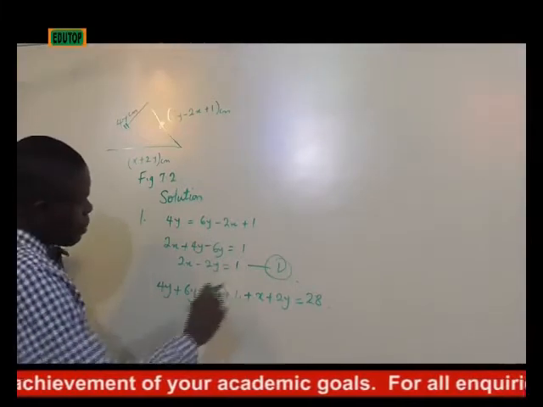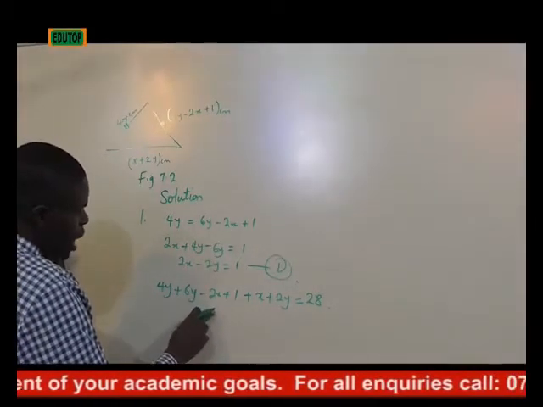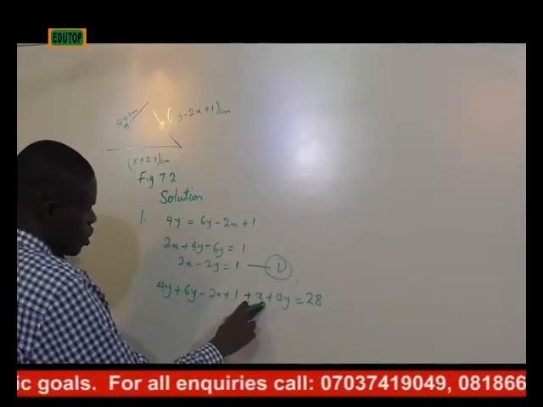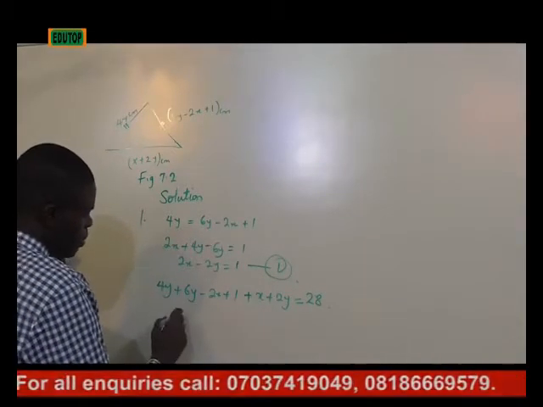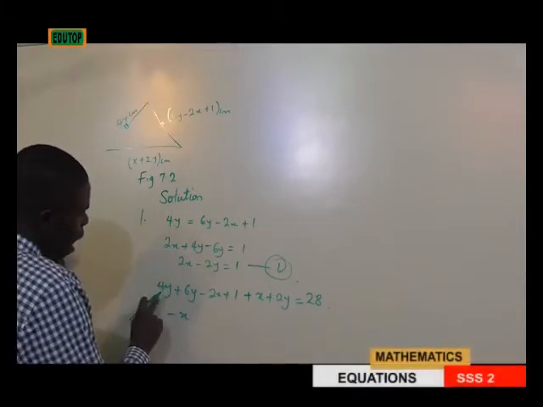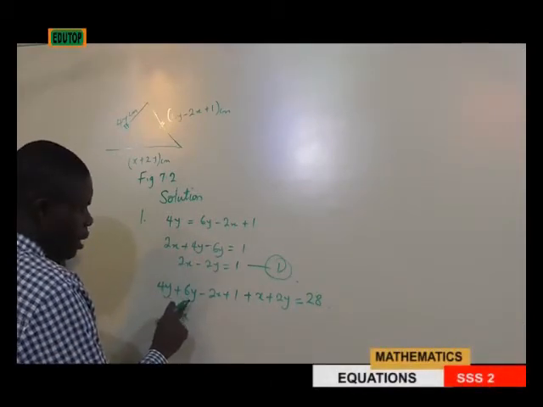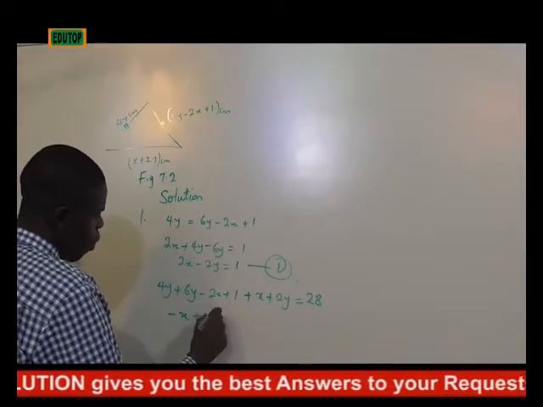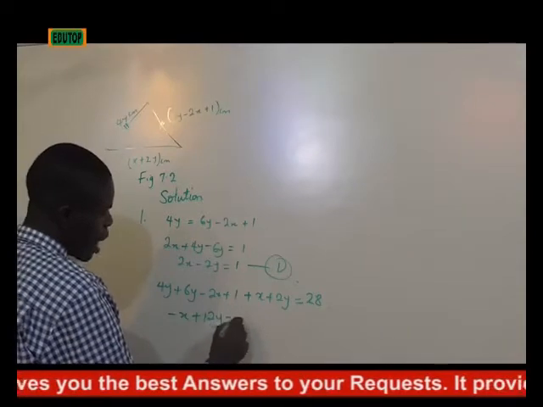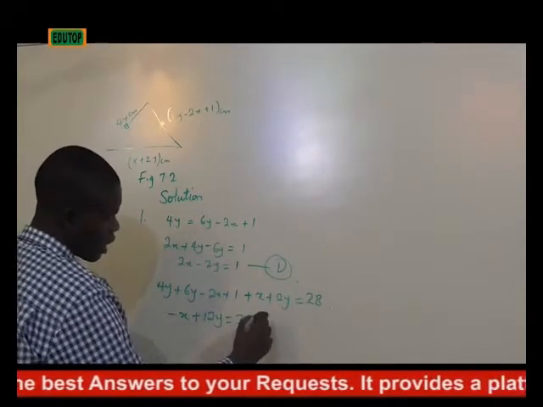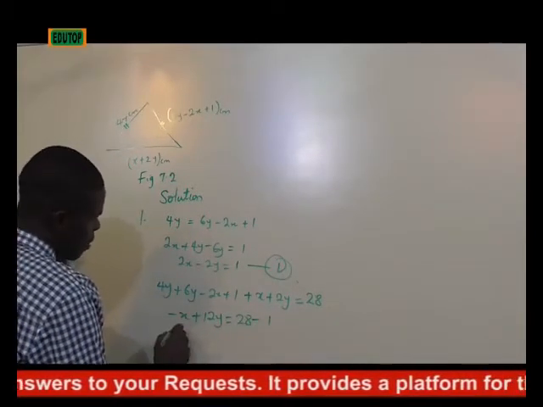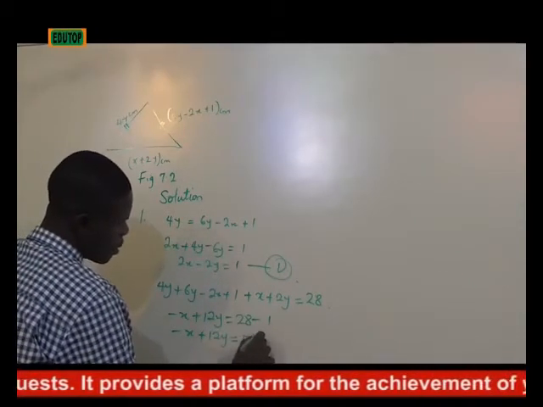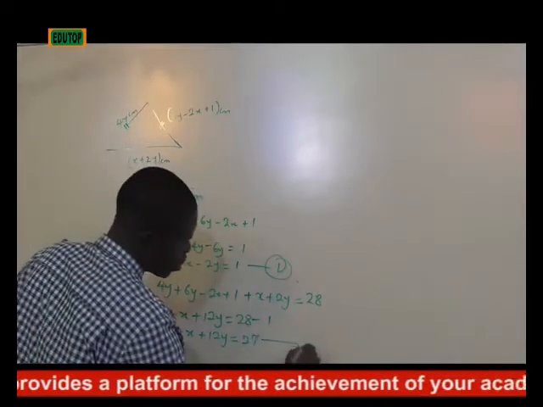Then let's try and simplify these. Minus 2x plus x becomes minus x. 4y plus 6y is 10y. 10y plus 2y is 12y. Then you have 28. Then if this 1 goes to the other side, it becomes minus 1. And that is minus x plus 12y equal to 27. So this is equation 2.